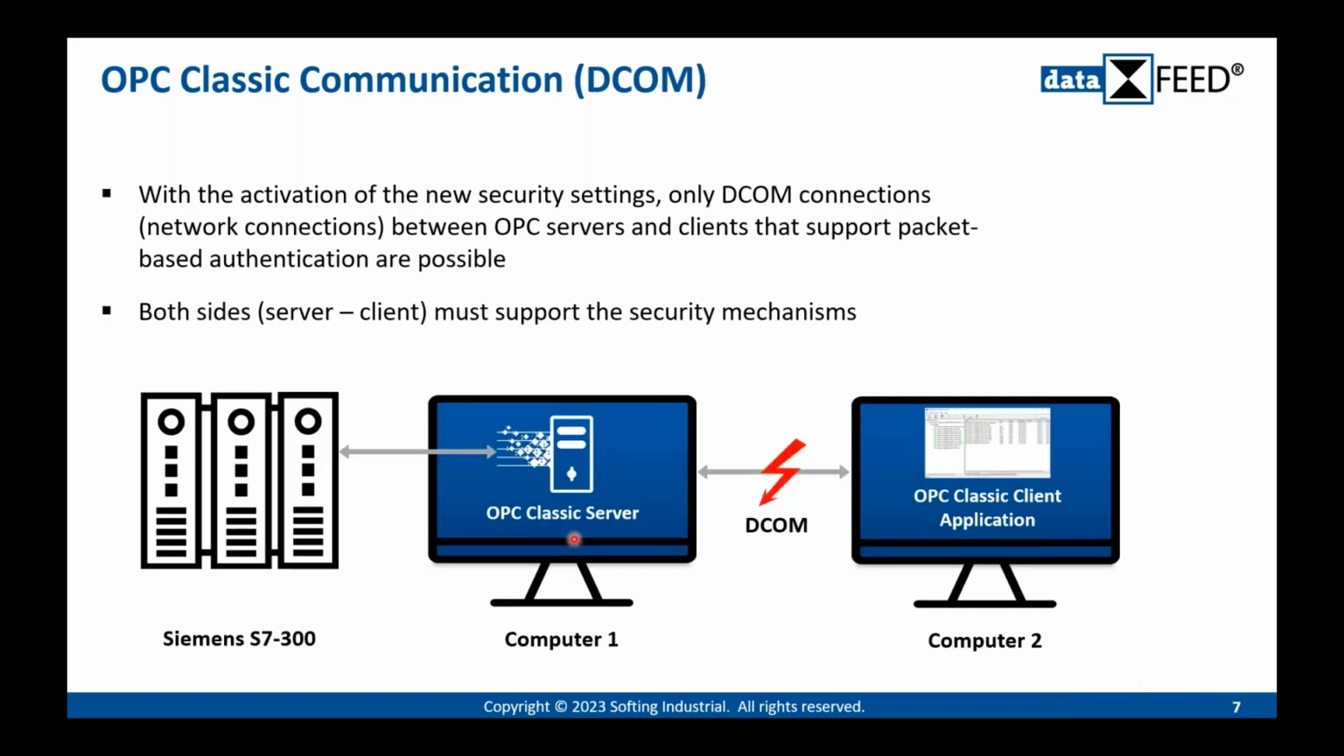On this slide, I will show you now the next demo. We have still our Siemens PLC as an example, but now the scenario is a little bit different. Why? We have on the left side our OPC Classic server, which is running on one computer, and on the other computer, it's running our OPC Classic client application. And in this case, both are communicating via this DCOM interface, distributed COM interface. It's a network connection through this interface.